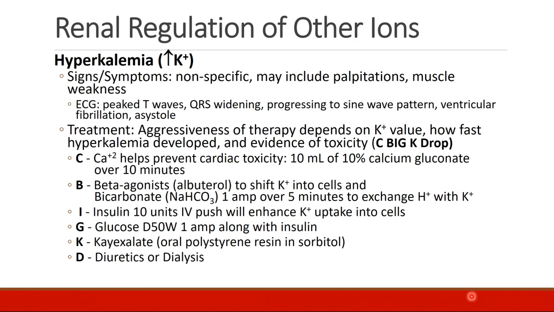The B is for beta agonists like albuterol, which will shift potassium into the cells. And B also stands for bicarbonate, that is sodium bicarbonate, 1 amp given over 5 minutes in order to help exchange hydrogen ion for potassium ion. The I is for insulin, 10 units given IV push in order to enhance potassium uptake into cells. Together with that is the G for glucose. That would be 1 amp of D50 given along with the insulin to prevent hypoglycemia.